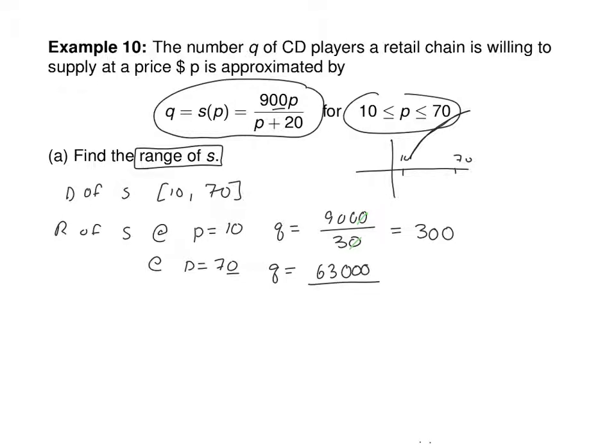Divided by, what's my denominator going to be, guys? 90. So once again, do the whole cancel a zero thing. So 9 goes into 63 7 times. And you got that followed by how many zeros? 2. Same number as above. Okay, so the range of S is 300 to 700.